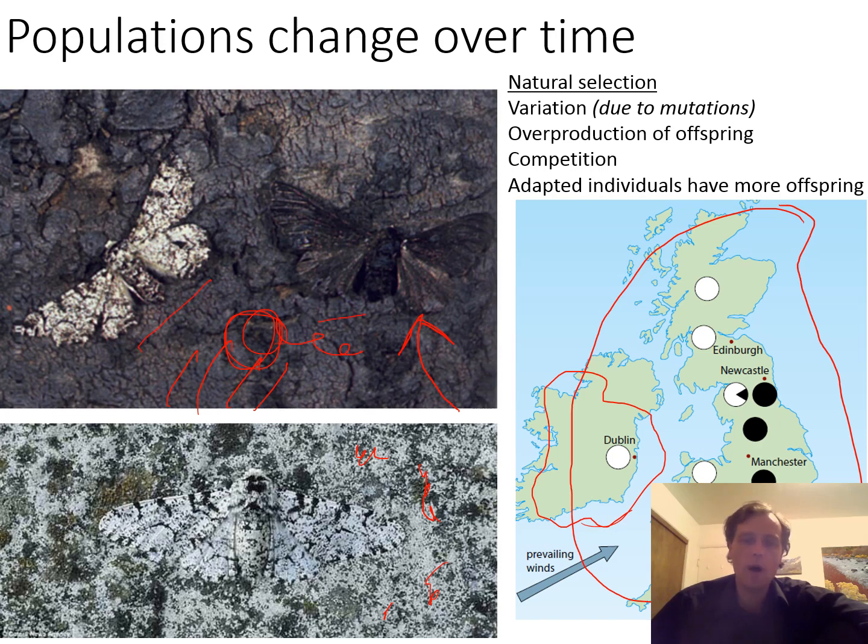So which moth do you expect to have more offspring? Each one will have between maybe 40 and 1,000 offspring. The black moth is much less likely to get picked off by predatory birds. The white moth, being very visible, is more likely to be picked off by predatory birds. So over time, the population of Biston betularia changed, becoming a darker color.